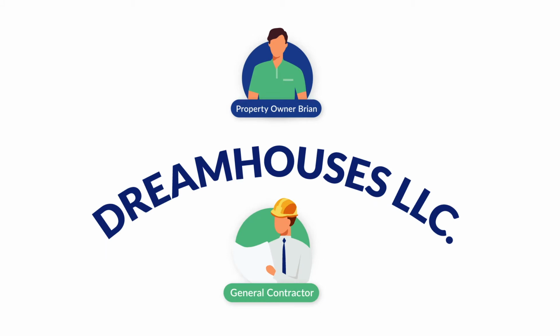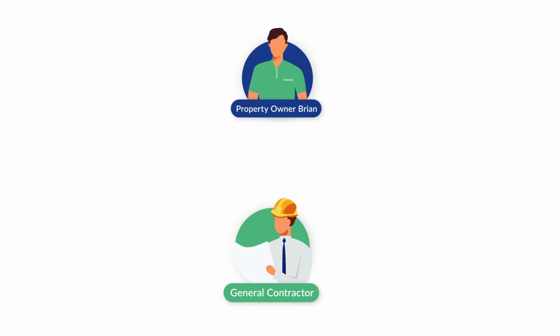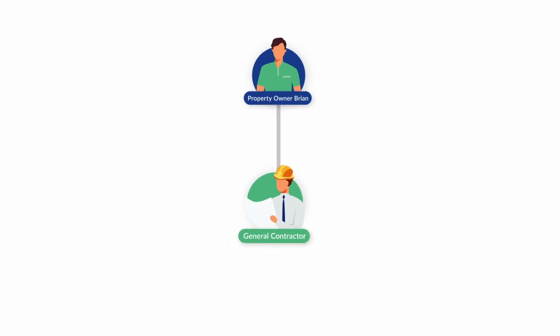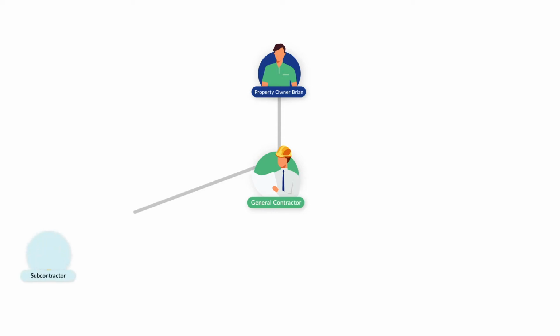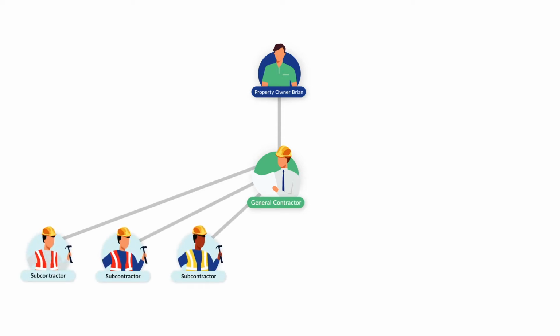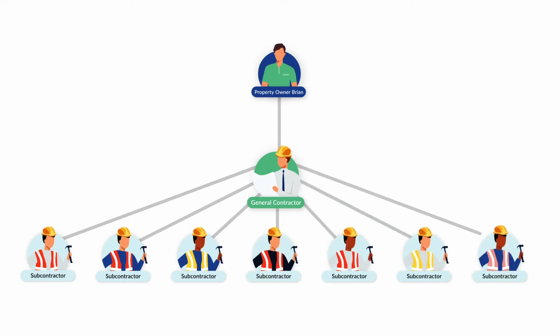As the project progresses, Dream Houses LLC hires 7 or more different subcontractors to help get the work done. One excavator to clear the land, another sub to lay the foundation, another to do the framing, one for the roof, a plumber, so on and so on.